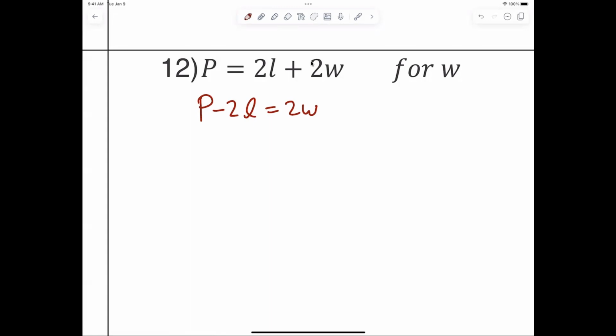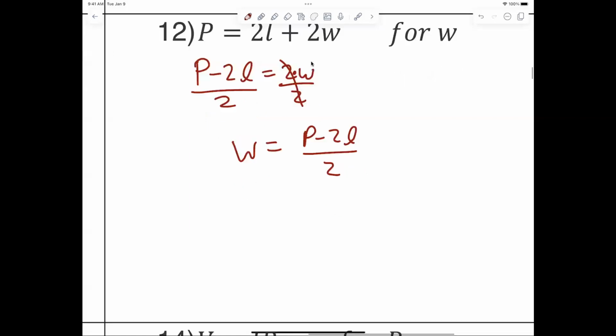Now we want to get rid of the 2. How is the 2 connected with the W? Multiplication. So we divide both sides by 2. W equals P minus 2L over 2. That is your answer. You can't cross out. You can't reduce. You've got to leave it like that. Everybody's good with 12.